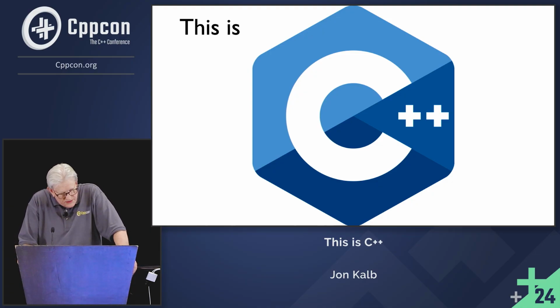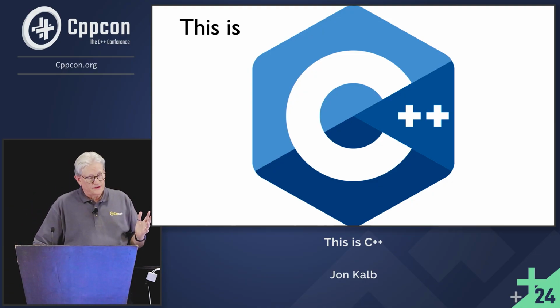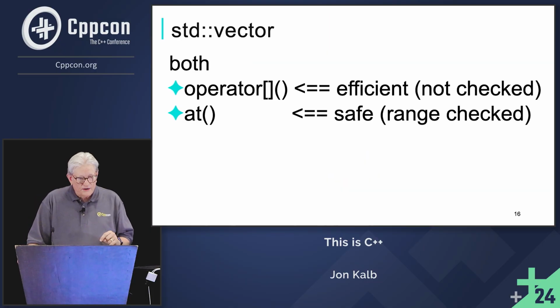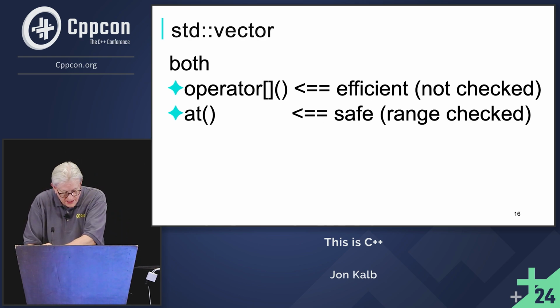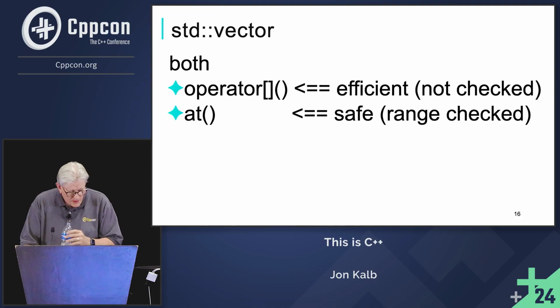All right. Now, someone might point out that we don't always take this route. Consider std::vector, the index operator. This provides element access without range checking. But in addition, the standard library provides the at member function, which provides the same service with range checking. This is a rare case where C++ offers both a safe and an unsafe option.